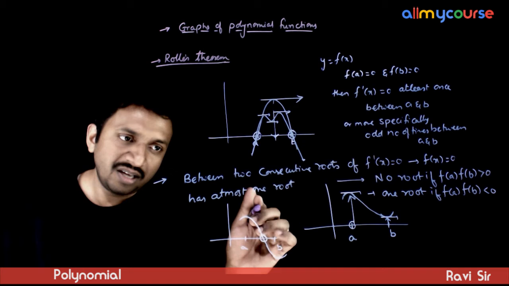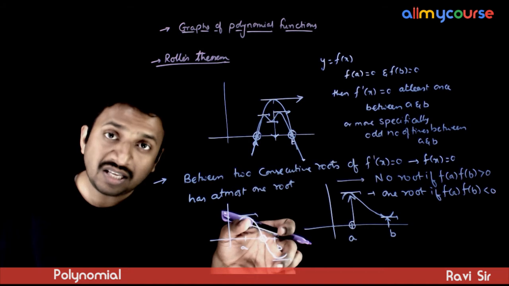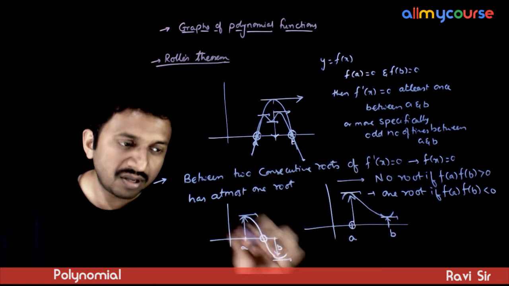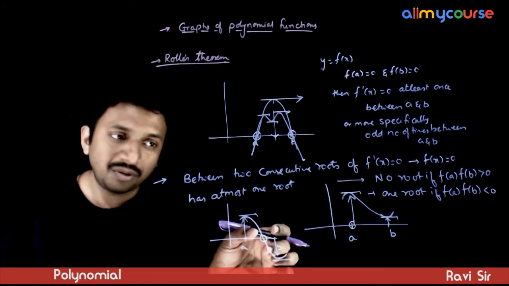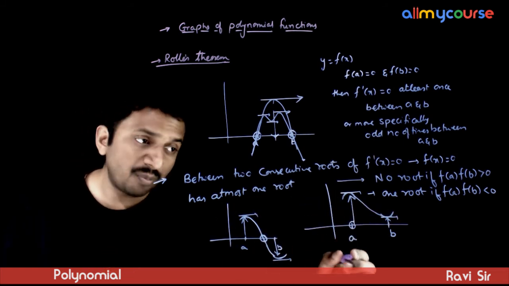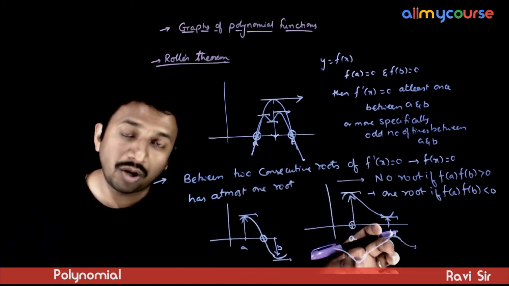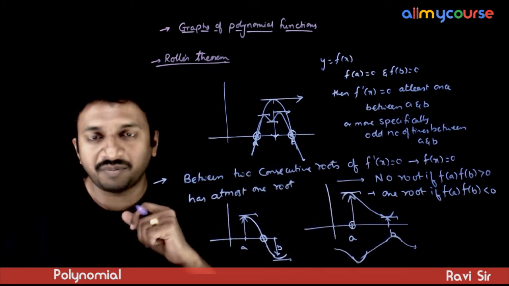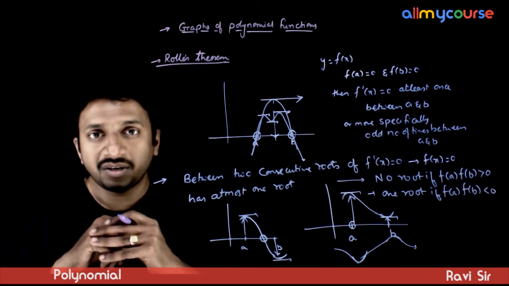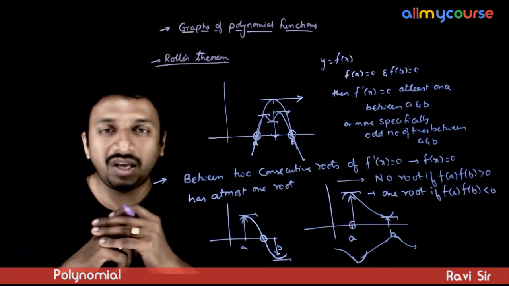So I hope this is clear. If f dash of x is equal to 0 at 2 points, such that these 2 points have functional values of opposite signs, then you have exactly one root between a and b. If both are of the same sign, both positive or both negative, if you join like this, then also you won't have any root between a and b. So this is a very powerful theorem which can be used to see how many real roots a cubic equation has.